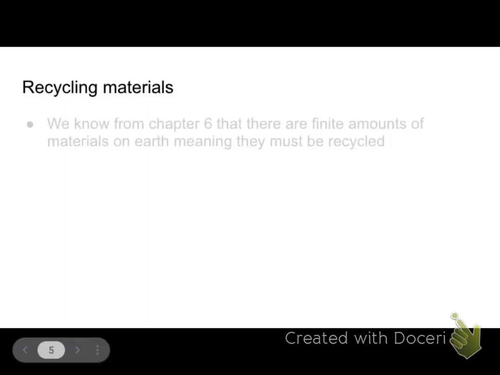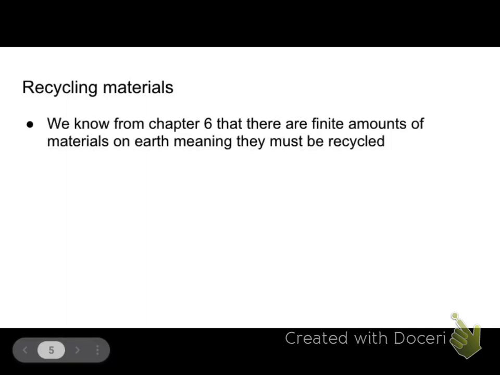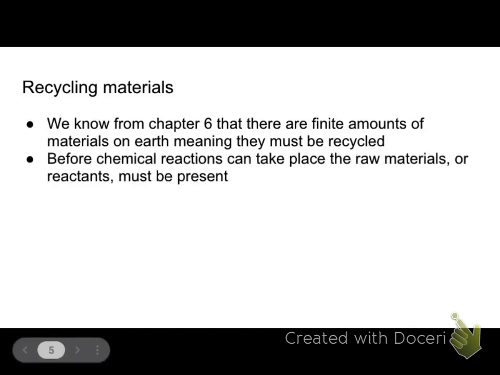Now, let's talk about recycling materials. We know from chapter 6, because we talked about this a little bit already, that there's a finite amount of materials on Earth, which means those materials have to be recycled. Before a chemical reaction can take place, we have to find the raw materials or the reactants for that reaction to take place. And if those reactants aren't there, then the reaction can't move forward.